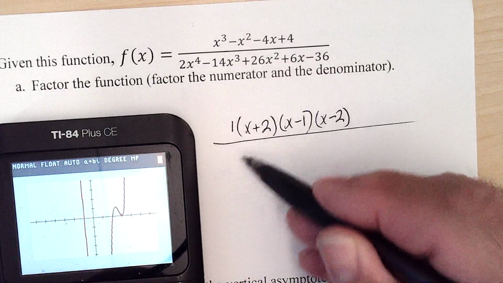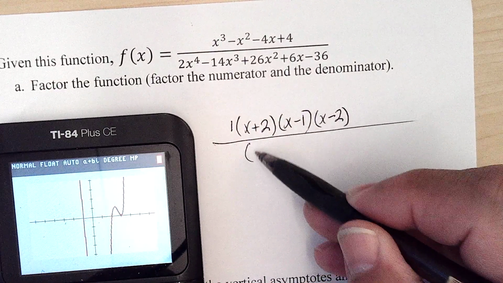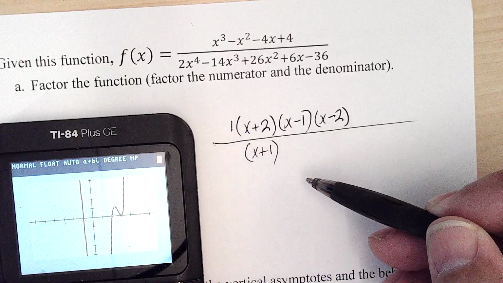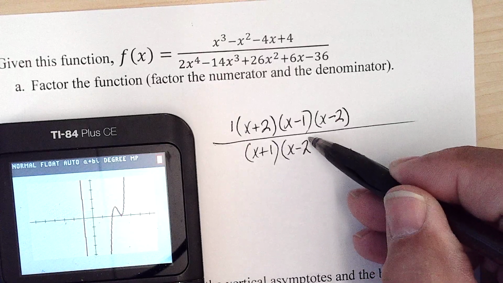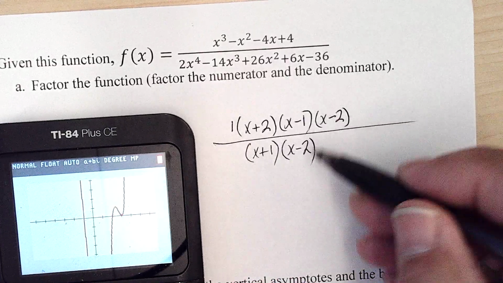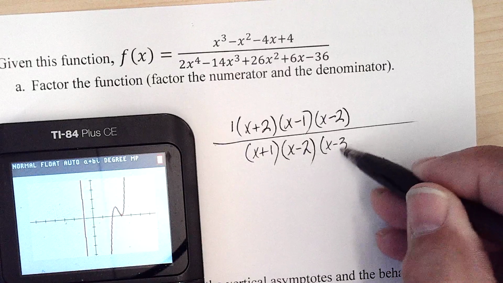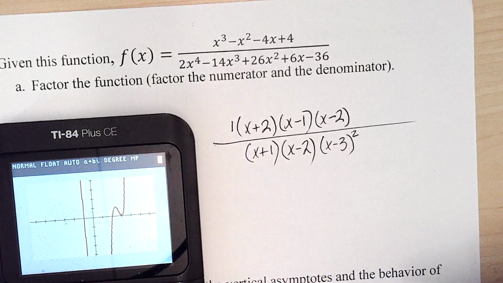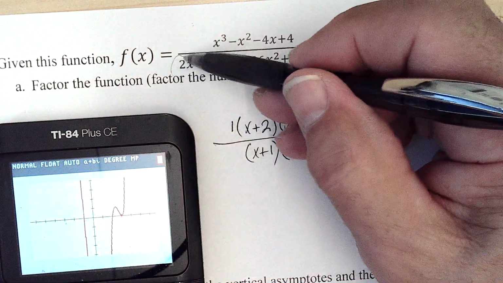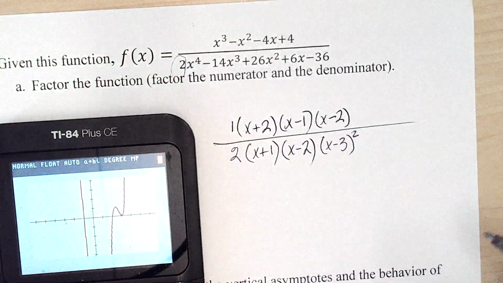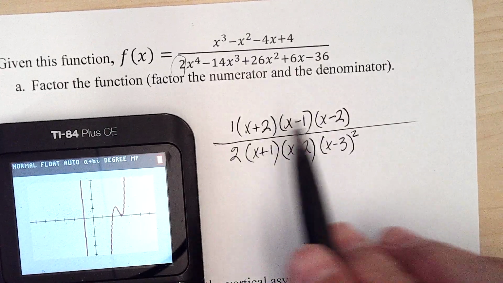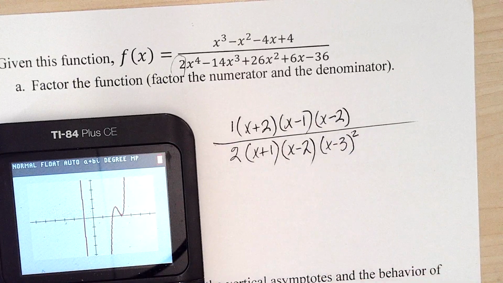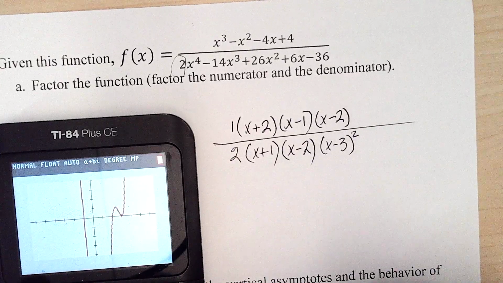And it says it goes through -1, so it's x plus 1. Goes through +2, so it's x minus 2. And it bounces at 3, so it's x minus 3 squared. And there's a leading coefficient of 2. Now I could type that in and see if it matches this graph to check my factoring. I could type this in and match it to the first graph I did and check my graphing. But that's what I think it factors to.